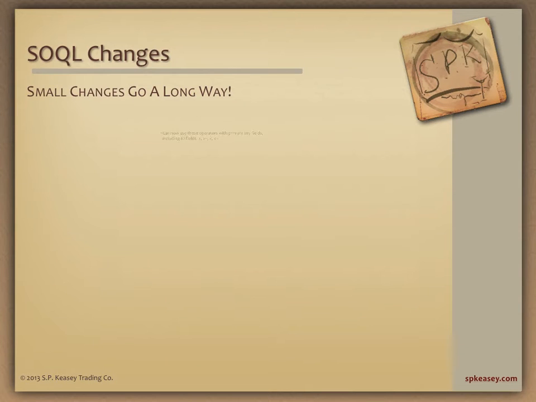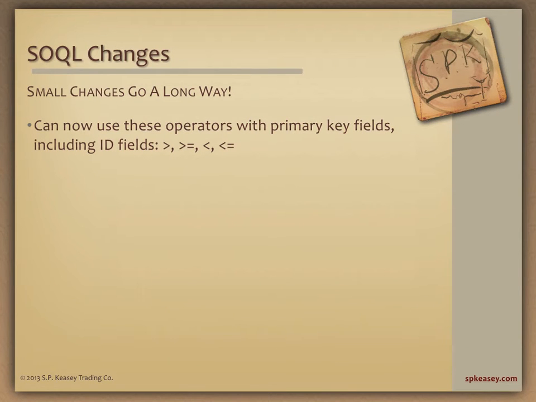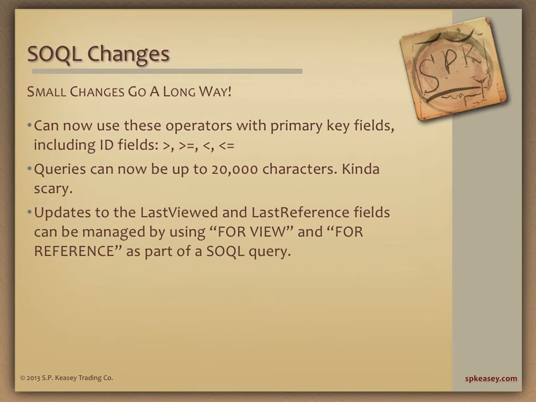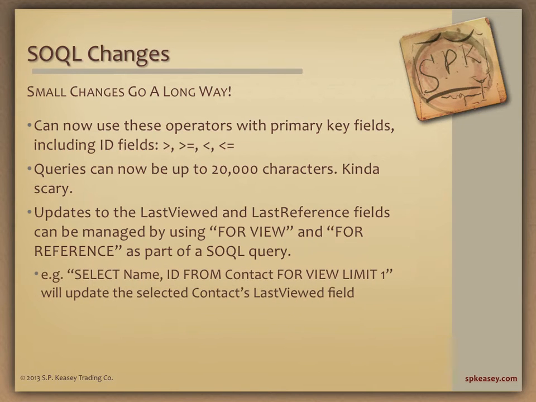SOQL has a few changes. We can now use greater than or equals, less than or equals with primary key fields including IDs. Queries can now be up to 20,000 characters long. And if you want to update LastViewed or LastReferenced, particularly when selecting records, you can now specify FOR VIEW or FOR REFERENCE as part of your SOQL query. And here's an example of the syntax.